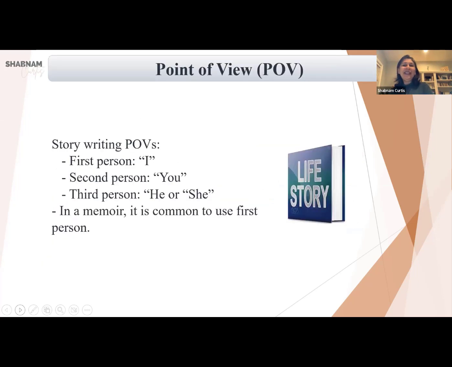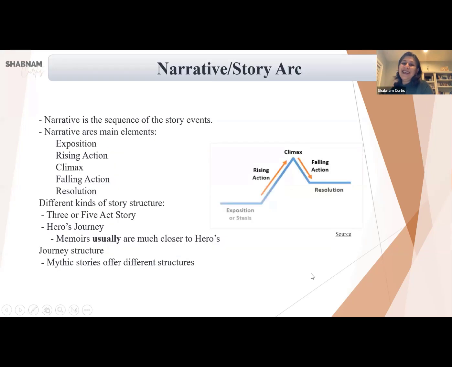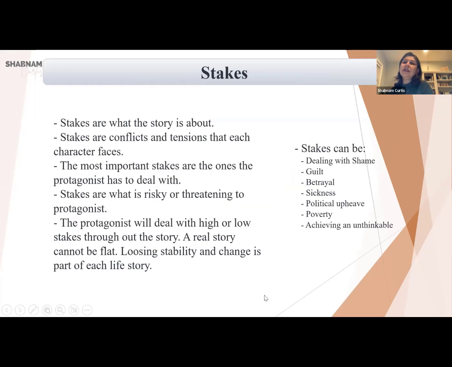And we can go to the next slide. So we talked about the point of view. If we could go back to the previous one, thank you. Point of view is, yeah, you're right. Sorry about that. So the next one is stakes. Thank you.